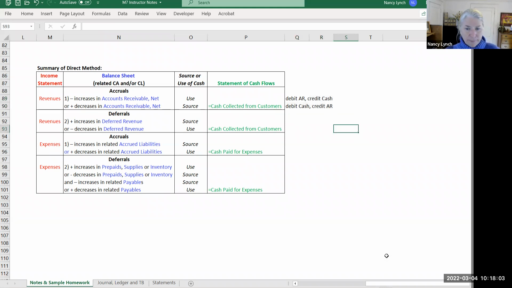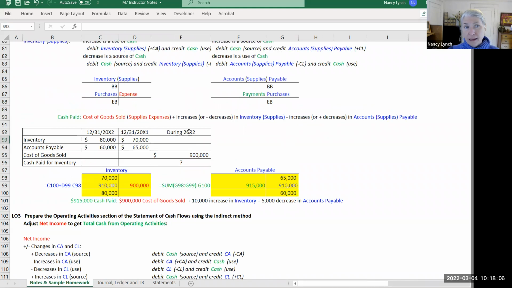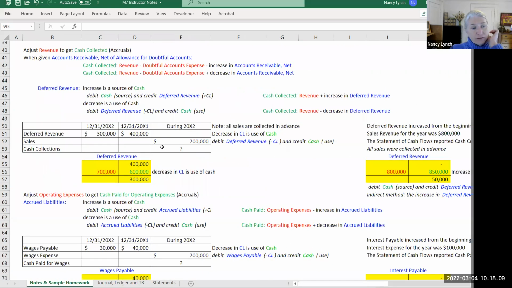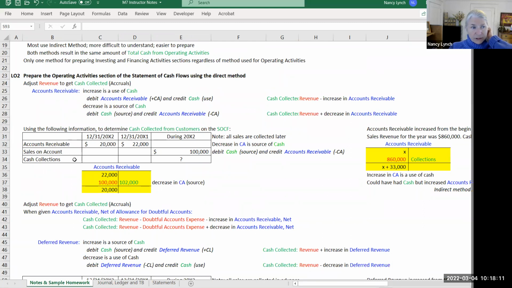I just want to show you in the notes up above, by the way, I'm in my instructor notes, but if we look here as an example under Learning Objective 2, you can kind of see the effect of what I was just talking about. Revenues on the income statement, that's why I have that red. So when you debit receivables, you're crediting revenues. Cash collected would be the same if this didn't change. If this was 22,000, this would be 100,000. In this case, you can see that receivables went down. So we not only collected all of our revenues, but we collected 2,000 more. That's a source.